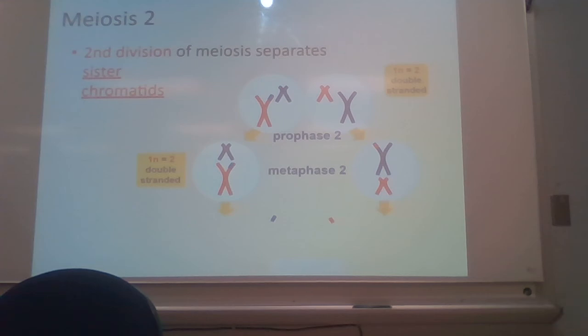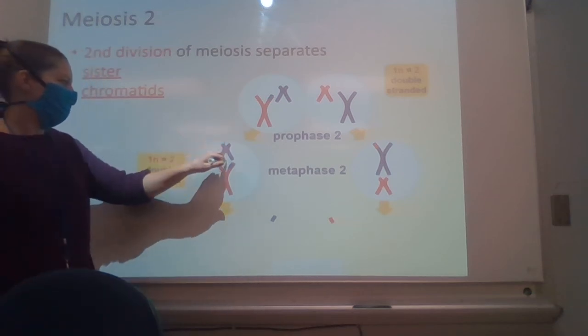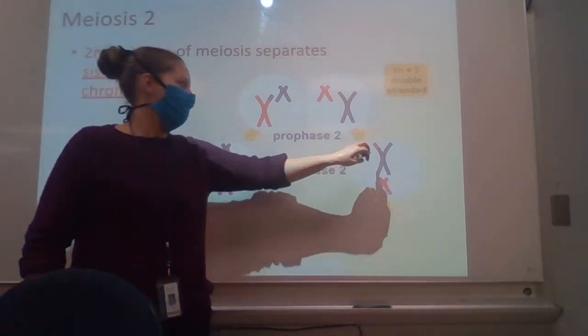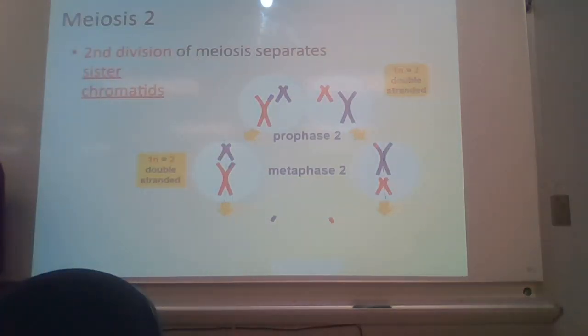In metaphase 2, this looks a lot more like mitosis. The chromosomes are going to line up individually along that metaphase plate in the middle of the cell. Just now we have half the amount of chromosomes, for haploid.